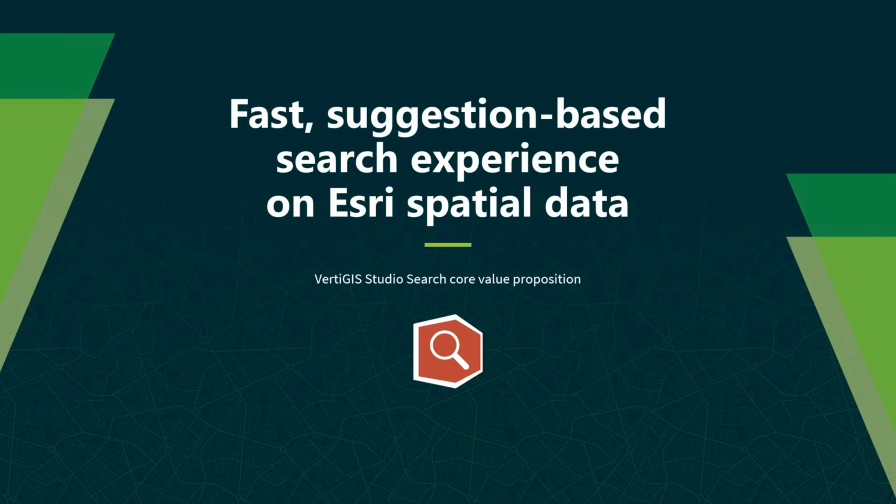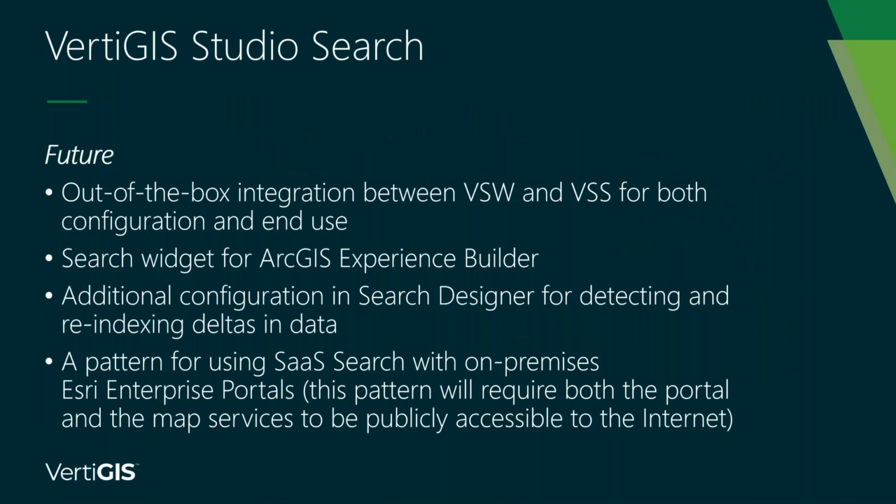Search 1.0 is coming soon, but what is coming beyond 1.0? So the big thing, I spoke to this briefly, is out of the box integration between VertiGIS Studio Web and VertiGIS Studio Search, both for the configuration and for the end use interface. Got some great plans for how we're going to do this to make it really simple, and obviously the experience to the end user in web needs to show suggestions, and I mean, it's going to be great. And we've already started on this, so it is coming.